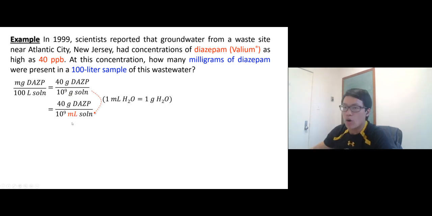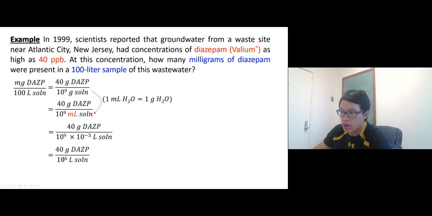So milliliter, almost to liter now. Milliliter is 10 to the negative third liter, so I just change m to 10 to the negative third. That's it, m to right there. So I got liter solution now. Let's do the math here real quick. 10 to the 9 times 10 to the negative third, so 10 to the 6 at the bottom. At the top, I haven't touched it yet, just leave it like that.